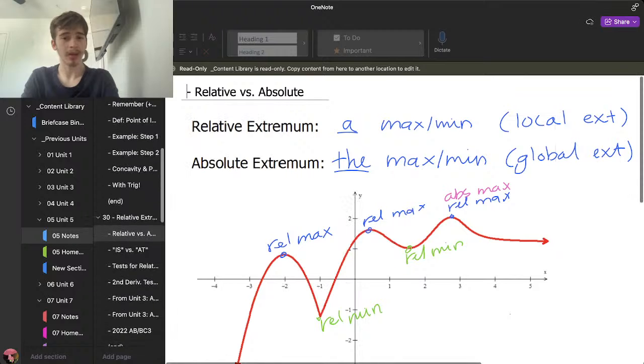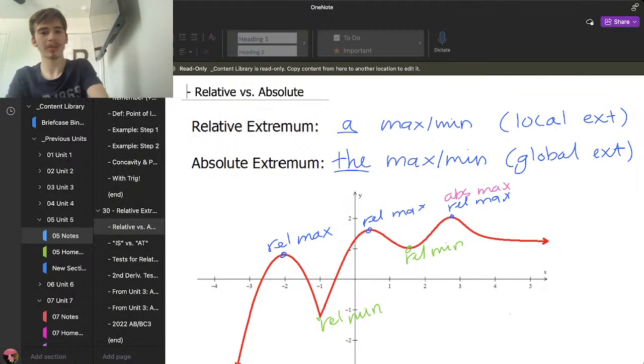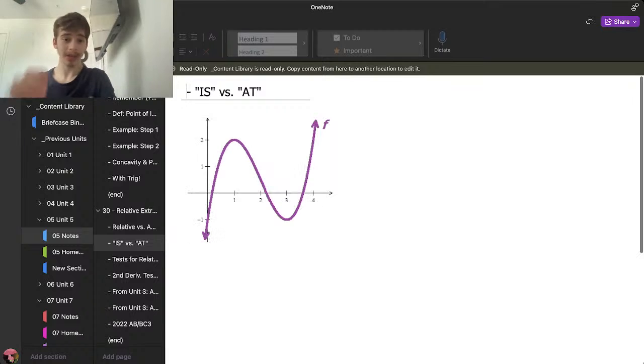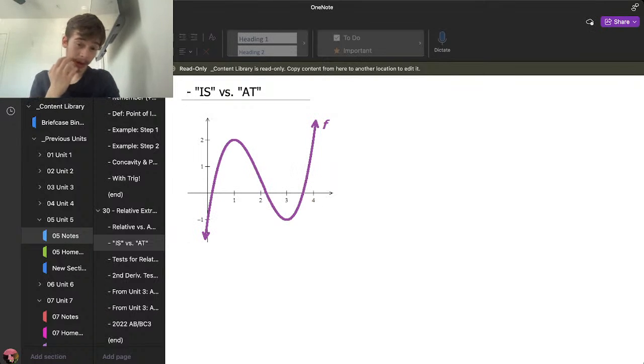Understanding, okay. Relative, absolute, extrema. Relative is a maximum, minimum. Absolute is the maximum and minimum. The difference is value versus at. It's the y value of the minimum or maximum. So let's say this one's 2, the relative maximum, or this one is -1, the relative minimum. At is like at what x coordinate. So for this one, the relative maximum is at 1, or the relative minimum is at 3.